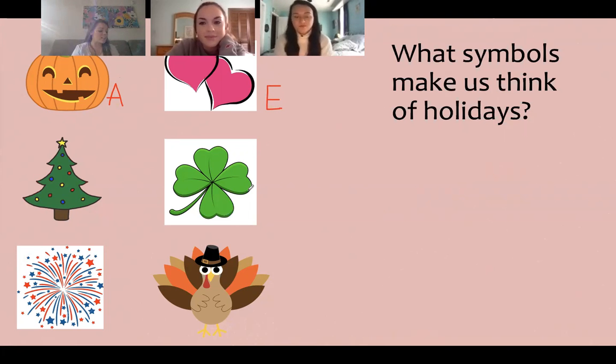Valentine's Day. Ashlyn, why does a pumpkin remind you of Halloween? Because me and my family always carve pumpkins on Halloween. Good job. And Emily, why do hearts remind you of Valentine's Day? Because when I give out Valentines, they have hearts on them.